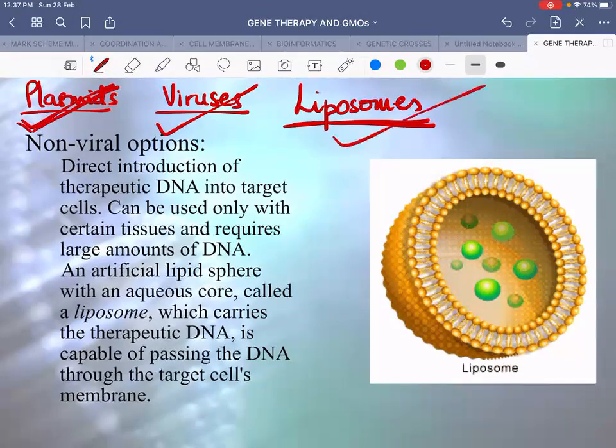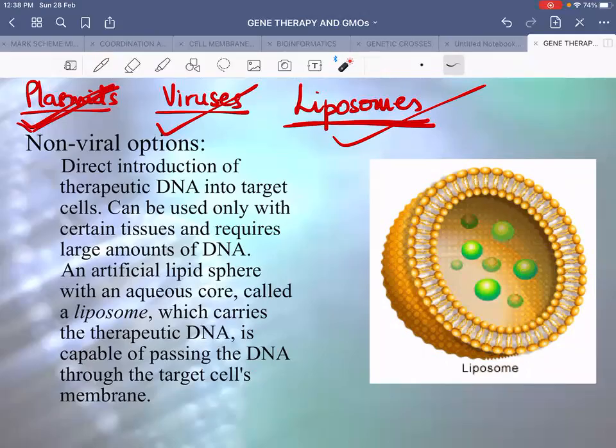Liposomes can also be used, but again, liposomes are non-viral, as I told you. उसमें जो है disease का जो risk है, it's the least, but the transfer efficiency is the minimum. So basically, what's a liposome? It's a sphere, as you can see in the diagram over here, that is bounded by a phospholipid layer. So what do we do over here? By using liposome, we can directly introduce the therapeutic DNA into the target cells, right?